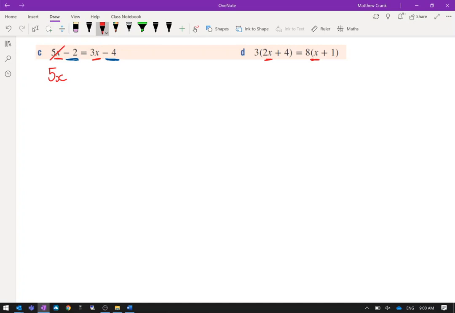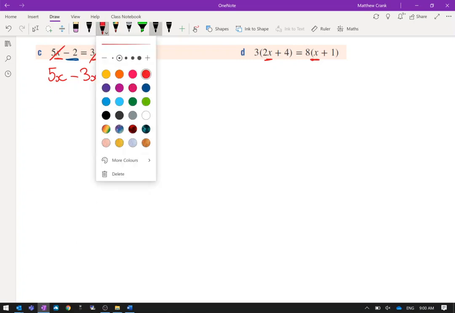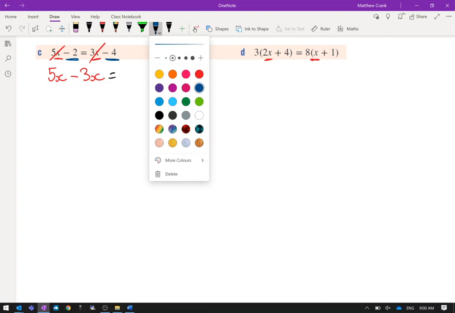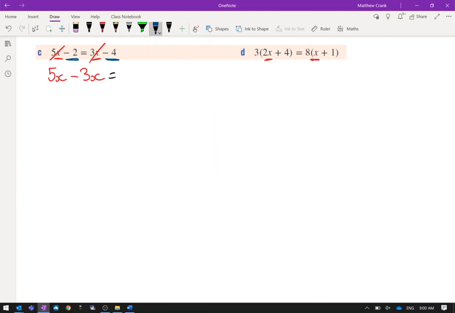This 3x on the right-hand side, we want to put with the 5x, so we'll take it over and make it negative 3x. Now, on this side we've got a negative 2, so we'll take it over and make it a positive 2, and the negative 4 is already on this side, so we'll leave it where it is. So now we collect our like terms. 5x take 3x is going to be 2x, and 2 take 4 is going to be negative 2.